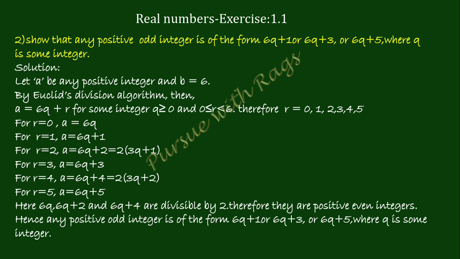So here also we can tell any positive odd integer is of the form 6q plus 1, 6q plus 3 and 6q plus 5. Now let's move on to the next question.